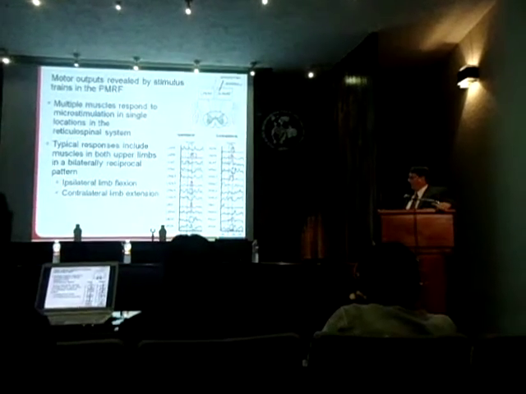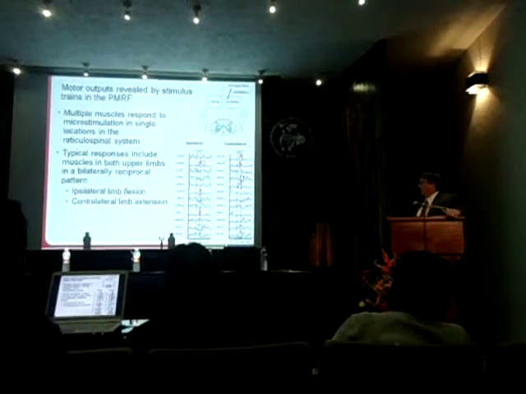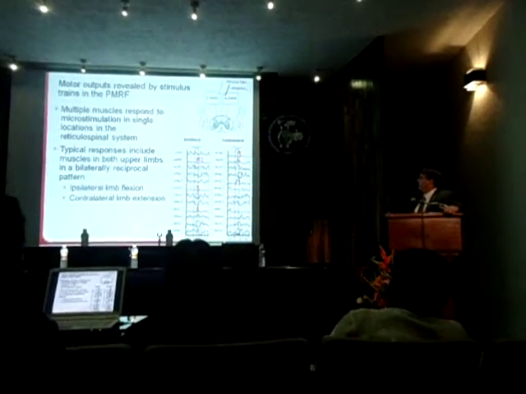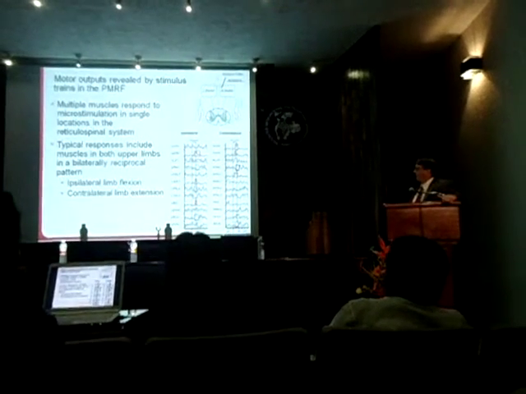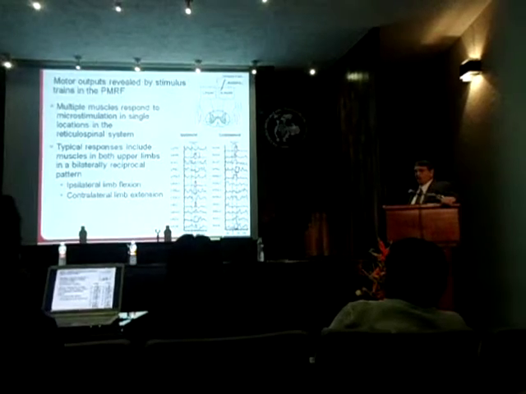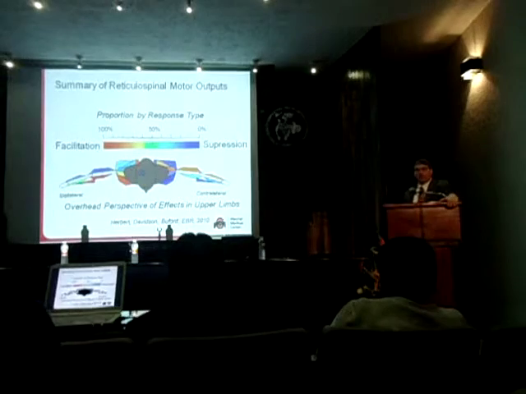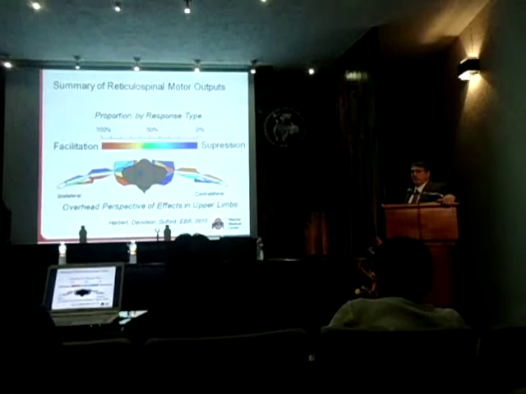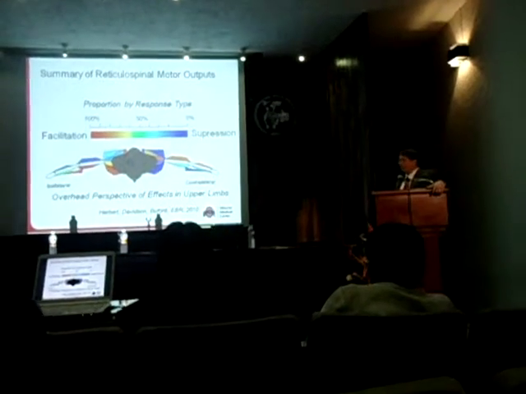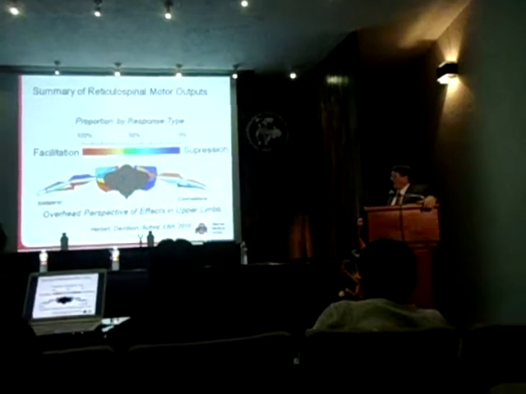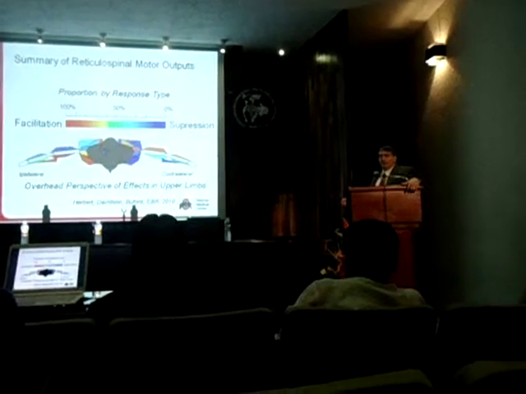And the typical response we see would be ipsilateral limb flexion. So if we had, in this case, the stimulating electrode on the right side, we would see right arm flexion and left arm extension. So this diagram shows you a cartoon to give you the idea of what is most common in response to brainstem stimulation. So the idea here would be to imagine that we always stimulate on the right side in the reticulospinal system.